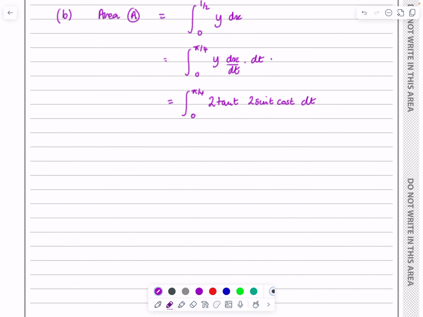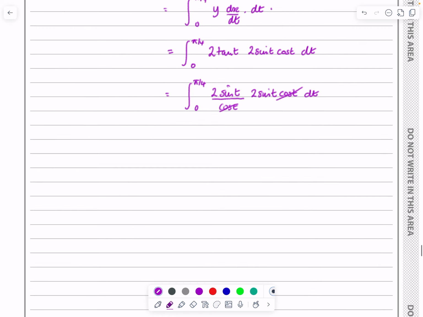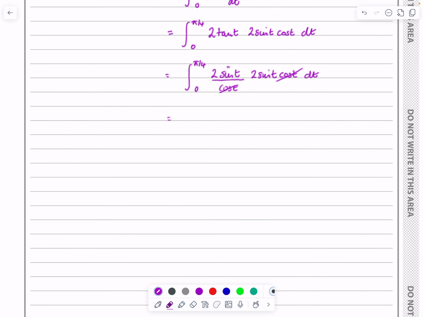So now when we're looking at that, this is the integral between pi over 4 and 0 of 2 sine t over cos t, times 2 sine t cos t dt. They're going to cancel. Oh, brilliant. And I'm going to get the integral of 4 sine, well, I'm going to take the 4 out, the integral of sine squared t dt. Now, this is one of the classic ones that we should be able to do.